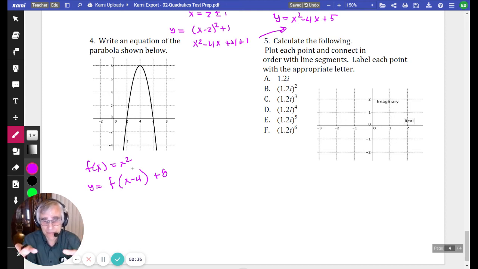Now, this parabola is upside down. It's concave down. So we know we're going to have a vertical stretch that's negative. So the last thing to figure out is if there is actually a stretch as well.